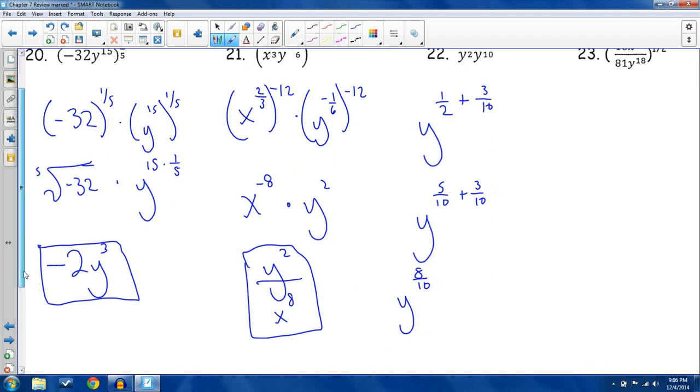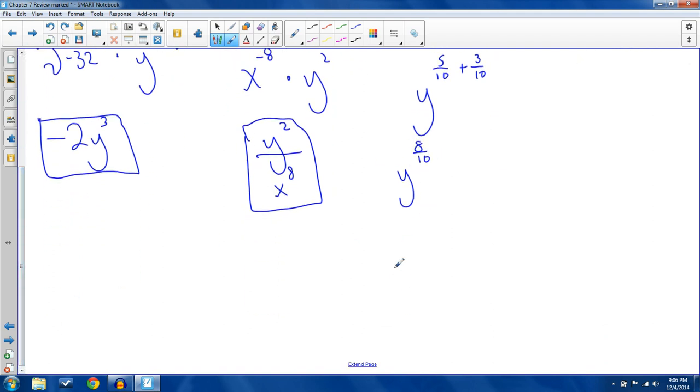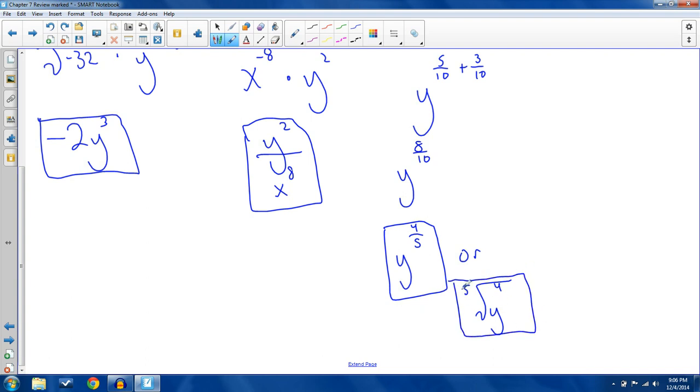It would be nice if you could reduce a fraction from this point. Don't stop there. That's y to the 4/5 power. If you also want to, you can do y to the 4th and then the 5th root of that. If they said write it in radical form, that's what you do. These are both the same thing. They're both appropriate answers unless they say specifically write in exponential form or radical form.